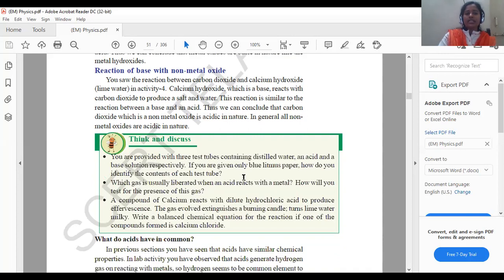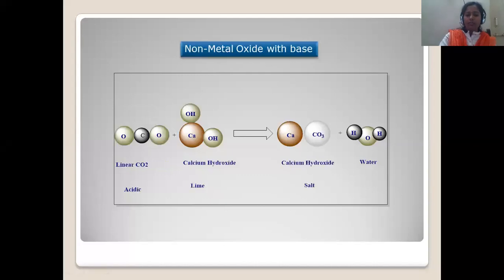Now let us move on to the next part of this unit, the reaction of base with non-metal oxide. Let us assume calcium hydroxide is a basic substance. Any group 1 and group 2 elements are known to be basic in nature. So, yes, non-metal oxide. I'm taking the metal, that is calcium.